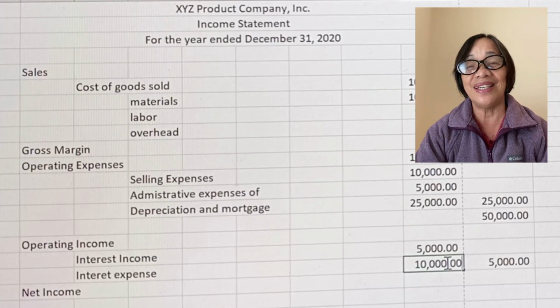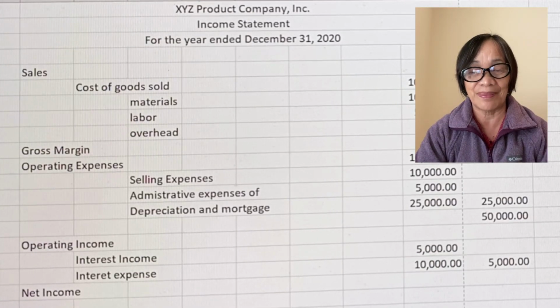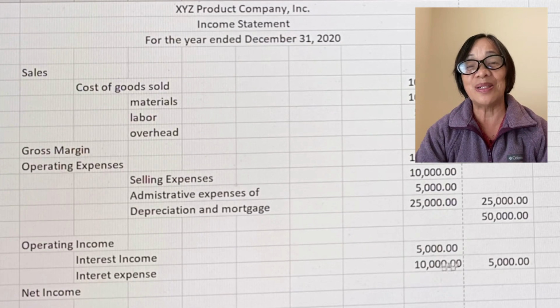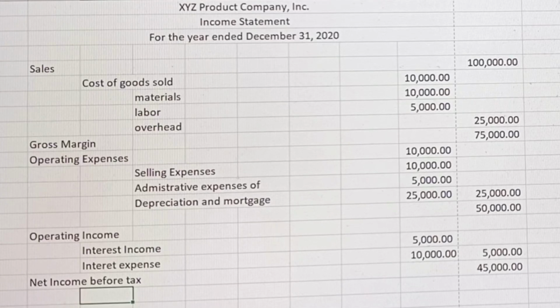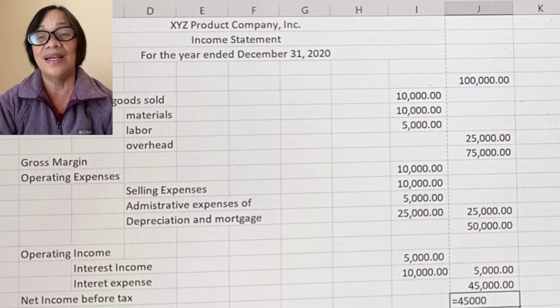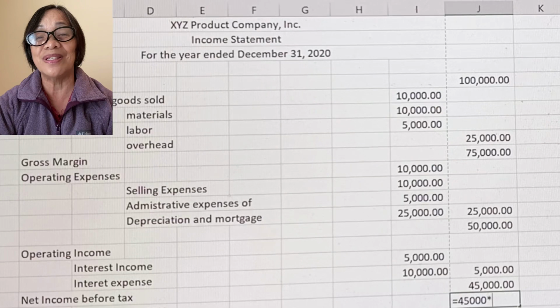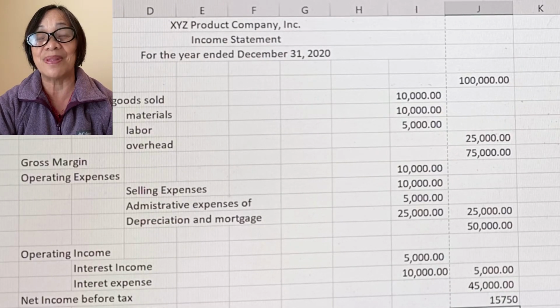Number 7, include taxes. So in number 7, include income taxes. So what we do is multiply our income before tax amount by our applicable tax rate. And then we will deduct our interest expense, which is 5,000.